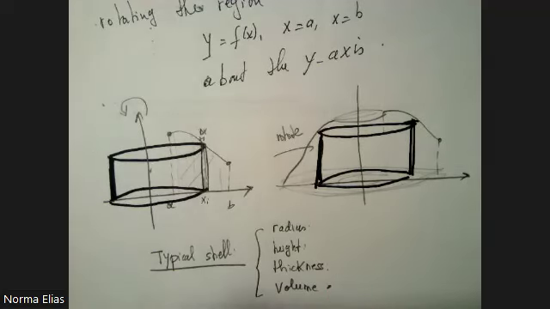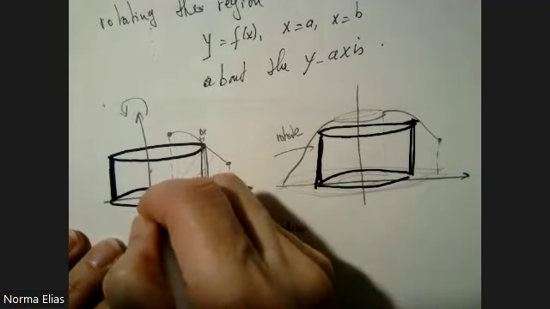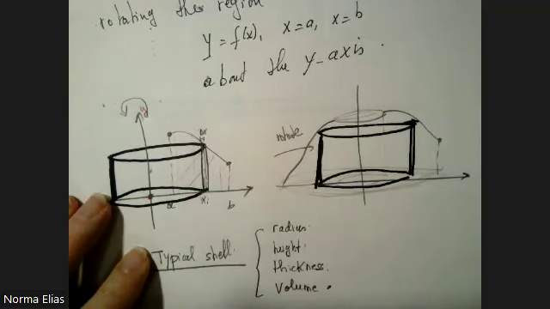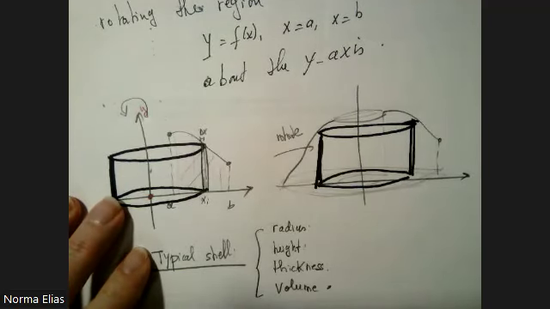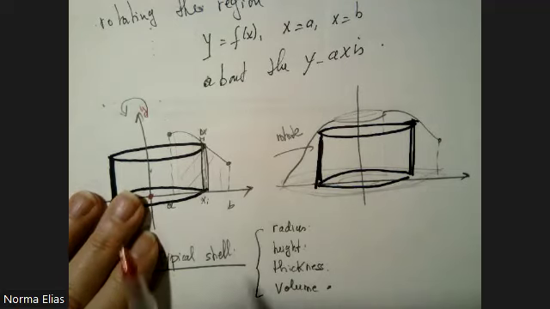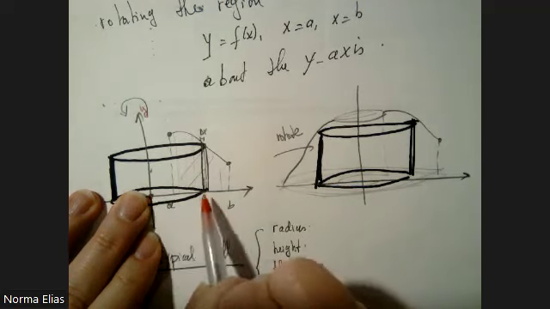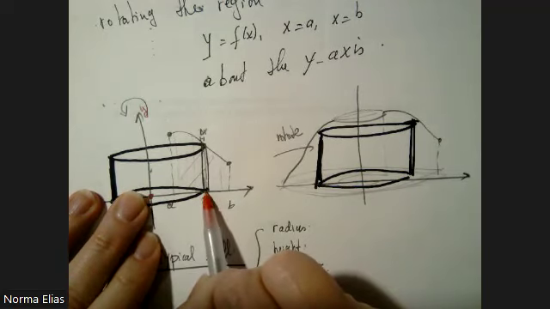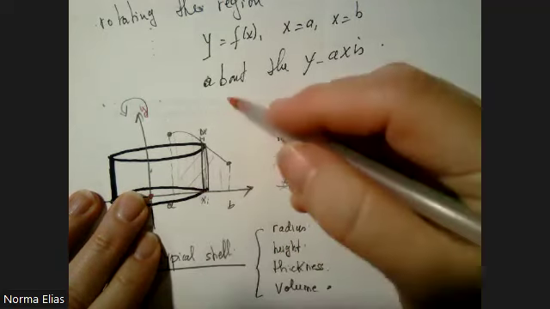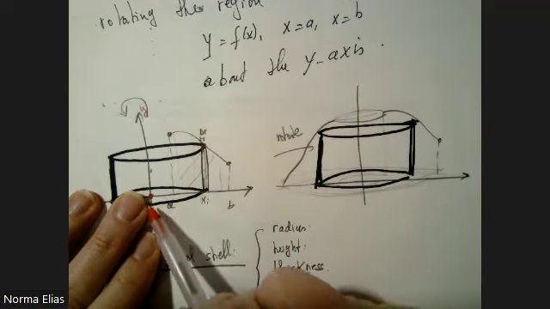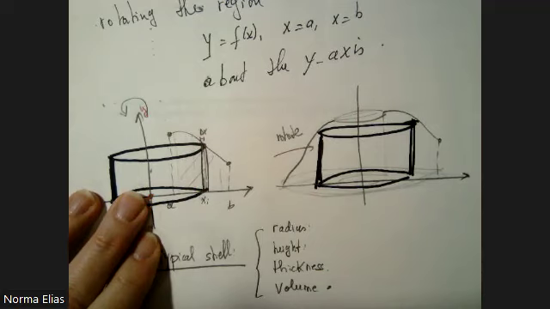All right, step by step. What is the radius of the shell? Again, you look at the picture. This is the y-axis here. That's the axis of rotation right there. My shell is right here. X is my variable because I am basically cutting the interval on the x-axis. So what's going to be the radius of the shell?